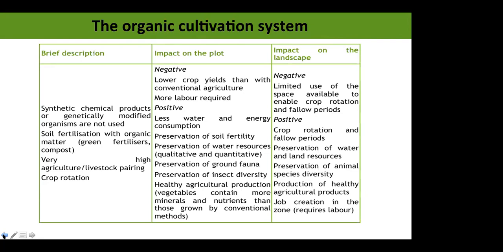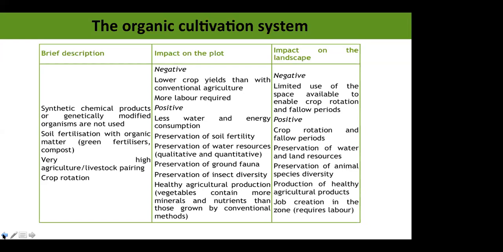There's very high agriculture and livestock pairing. In organic, we advocate that integrated farming is used. Then you must do crop rotation. You must combine a lot of crops also in organic farming.